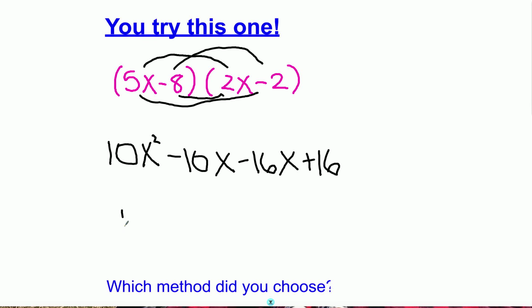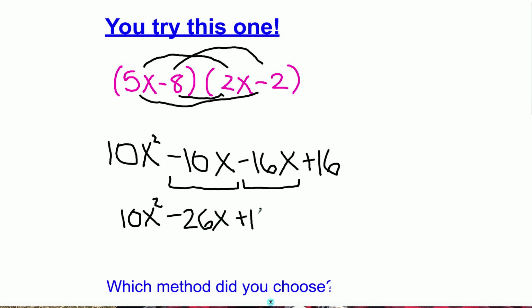So I have 10x squared has no like terms, but negative 10x minus 16x are like terms, so I will combine that to minus 26x and then plus 16. And I am finished.